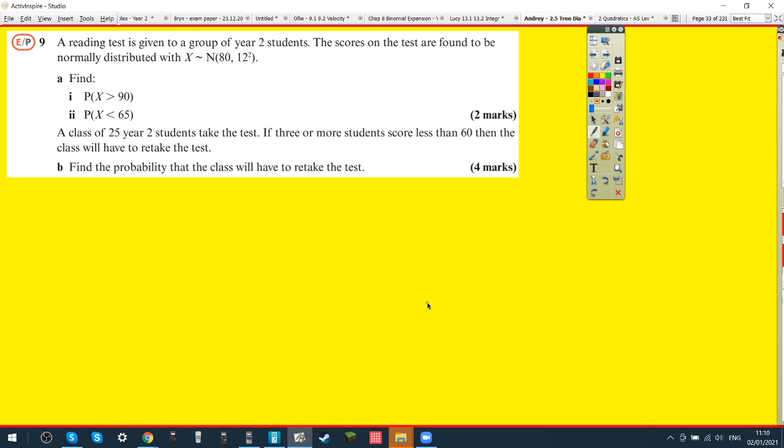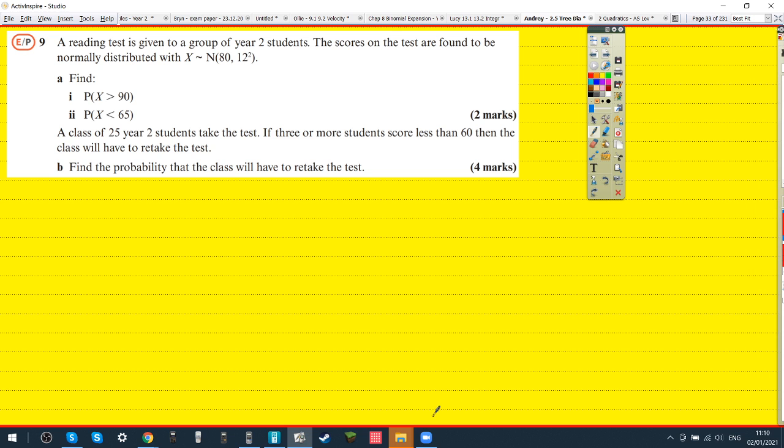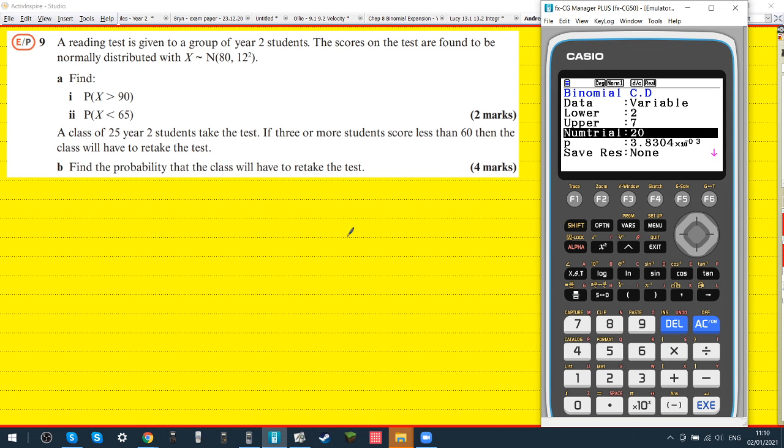Okay. Yep. Let's try this. Okay. So am I just doing the same thing with the calculator? Yep.